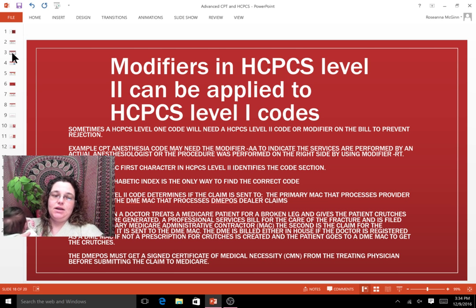Example: when a doctor treats a Medicare patient for a broken leg and gives the patient crutches, 2 claims are generated. A professional services bill for the care of the fracture is filed with the primary Medicare administrative contractor, the MAC. The second is the claim for the crutches, and it's sent to the DME MAC. The DME is billed either in-house if the doctor is registered as a DME supplier. If not, a prescription for crutches is created and the patient goes to a DME supplier to get the crutches. The DMEPOS supplier must get a signed certificate of medical necessity, CMN, from the treating physician before submitting the claim to Medicare.